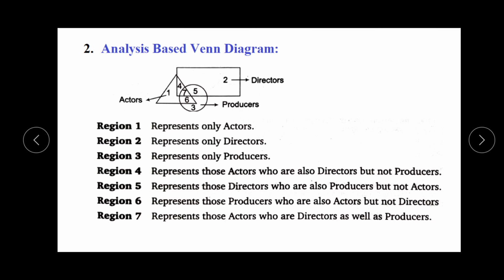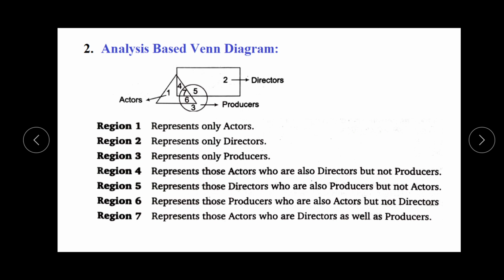In region 5 we can clearly say that these persons are directors and producers but not actors. In region 6 we can say that these are actors and producers but not directors. And region 7 shows that the persons in this region are directors, actors, and producers.